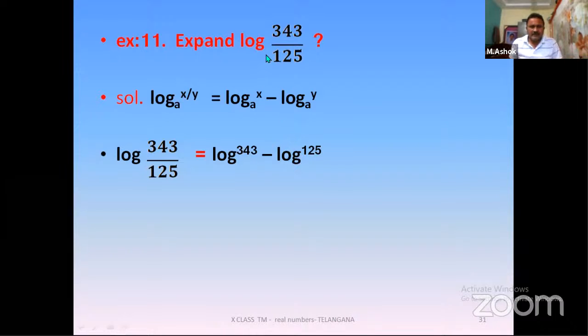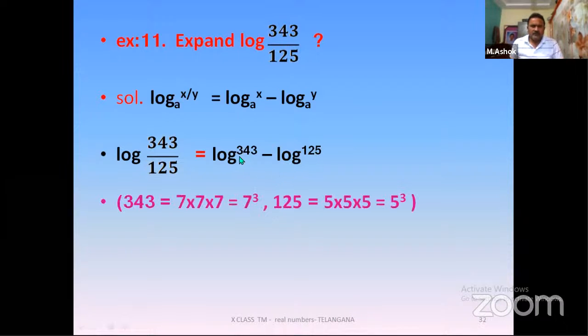Here, the base is not given. What I told you, these are common logarithms, meaning the base is 10. The logarithm having base 10 is called a common logarithm. So here no base is there, so they are common logarithms. Now log 343 by 125, basing on this formula, I am writing log 343 minus log 125.